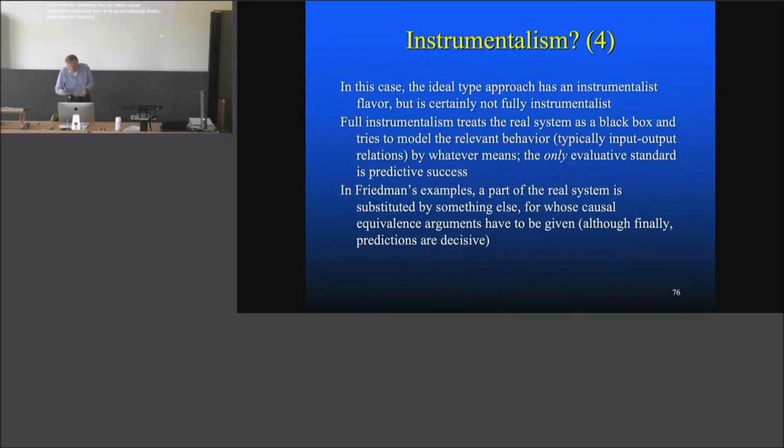In Friedman's examples, a part of the real system is substituted by something else for whose causal equivalence arguments have to be given. Right? He first uses selection theory to make it plausible, and then he says, finally, predictions are decisive. So he does not say, I don't care, you can substitute it by anything. No, you've got to have selection theory. And all the examples show that. He says, it's plausible to substitute calculations by other optimality reaching mechanisms, namely selection. Therefore, it's plausible. Okay, that's a plausible mechanism to generate the hypothesis. Now we've got to test it, whether it makes good predictions. And this is, of course, what he wants to do. So, yes, finally, predictions are decisive.